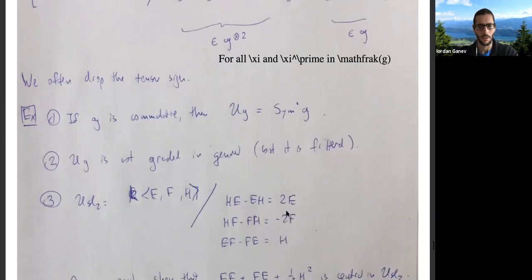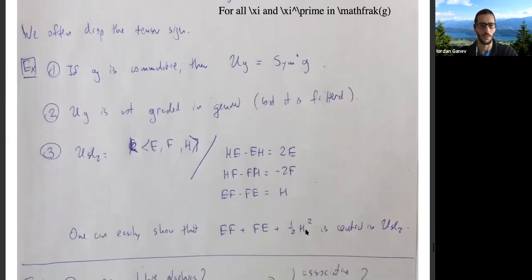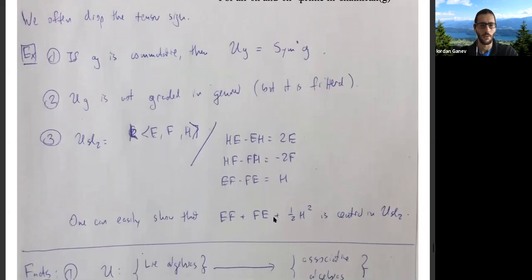And so these are the relations for the universal enveloping algebra of SL2. If you're curious and you want to get comfortable, you can try proving that this element is central in the universal enveloping algebra of SL2. In fact, it'll generate the center. The center will be just polynomials in this element, which is known as the Casimir operator.